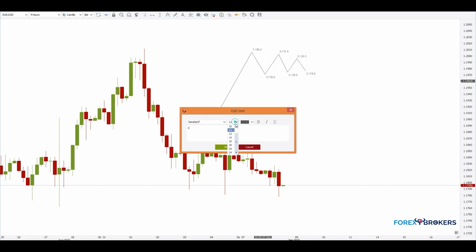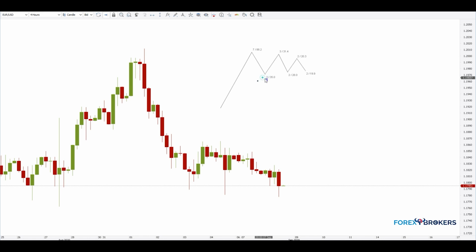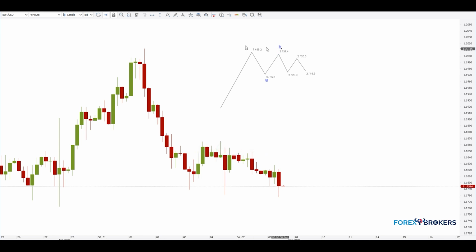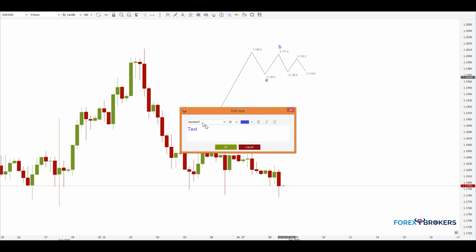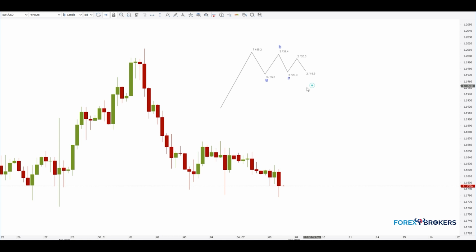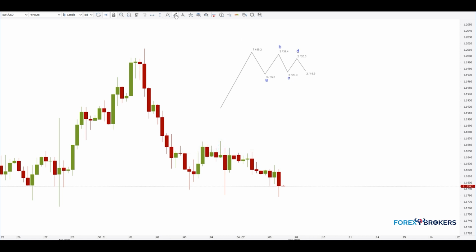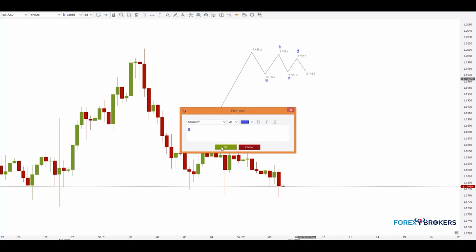So this would be, let's say, wave A. Let's make it a bit bigger, change the color. And then if we use another letter here, this would be the B wave. I'm only labeling these not because this has anything to do with the Elliott Wave theory, but it is easier to understand the concept of a triangle if we use the labeling as Elliott intended some years ago. So A, B, C, D, and the E wave, A, B, C, D, E, like this.